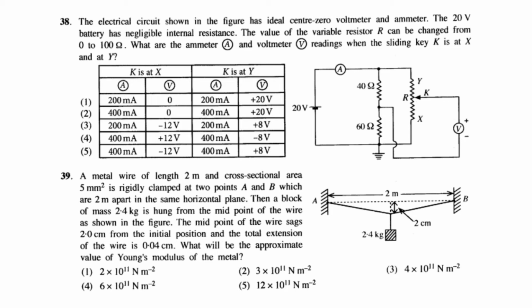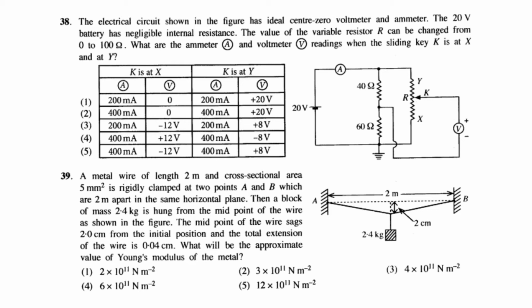The battery has 20 volt and that battery supplies the voltages across 40 ohm and 60 ohm. So that 20 volt will be divided across these resistors in the ratio of these resistances. So the potential difference across 40 ohm will be 8 volt and the potential difference across 60 ohm is 12 volt. Since Q is earthed, the potential at P is 12 volt.